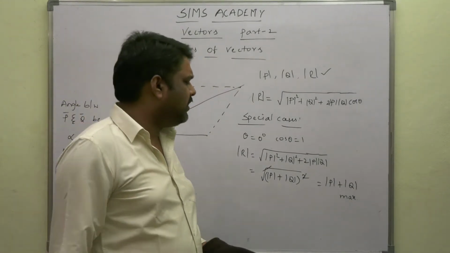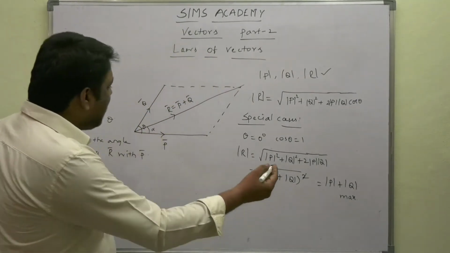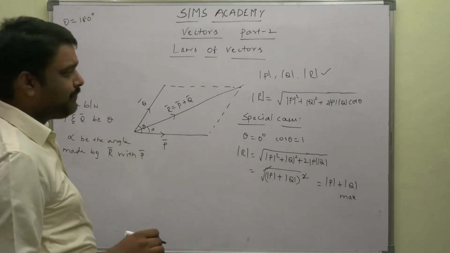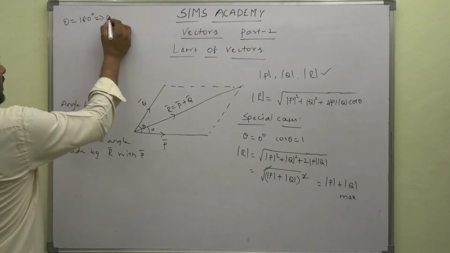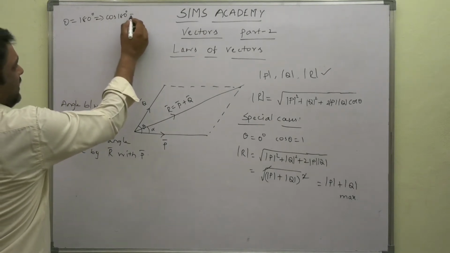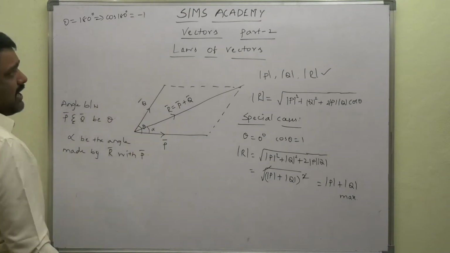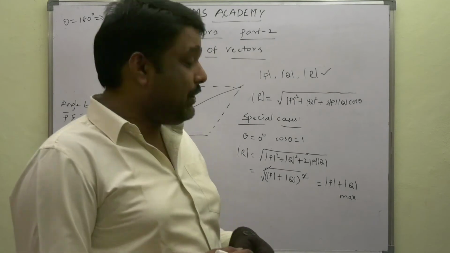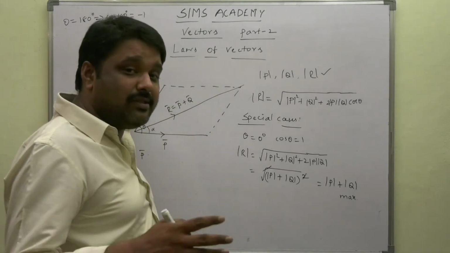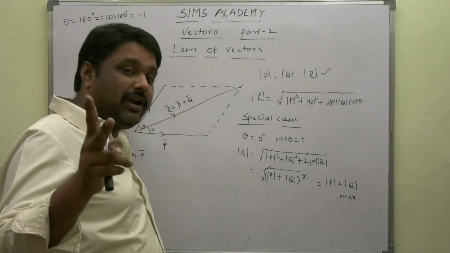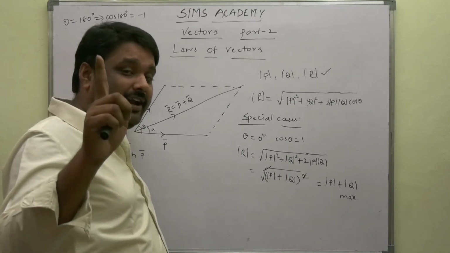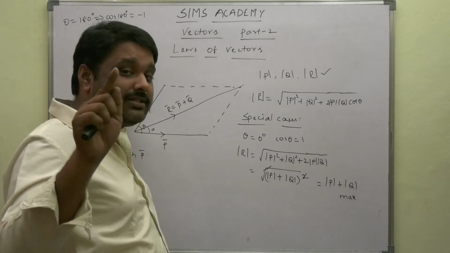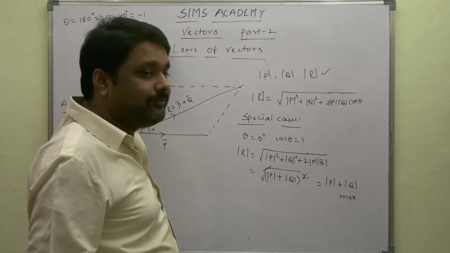What happens if the angle between them is theta equals 180 degrees? If theta is 180, this implies cos 180 degrees equals minus 1. In trigonometry, 180 minus theta lies in the second quadrant. In the second quadrant, cos is negative. For the 180 degrees angle, cos remains as cos. Hence we get minus cos 0, that is minus 1.